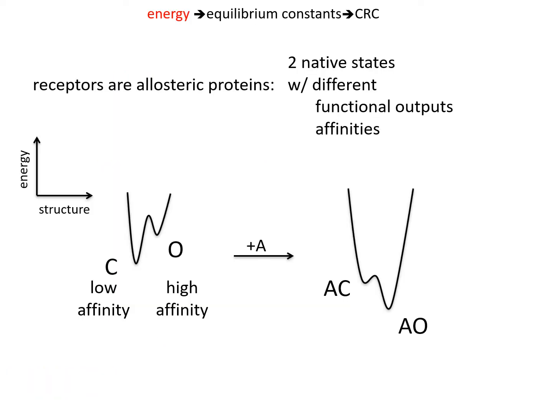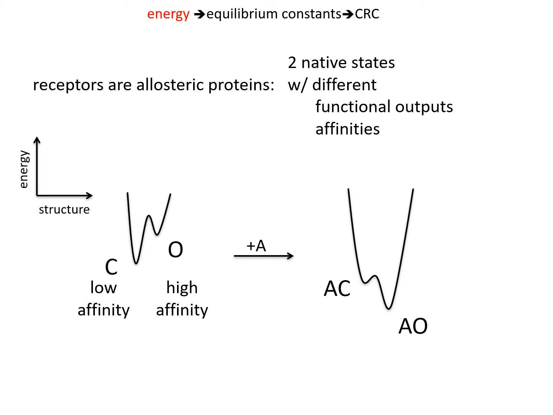All receptors are allosteric proteins, and I'll define an allosteric protein as one that has two native states that have different functional outputs and different sensitivities to environmental energy input. And here the energy input is binding from a ligand binding. So down below are shown potential energy surfaces or energy landscapes in which the native states are represented as energy wells or points of stability.